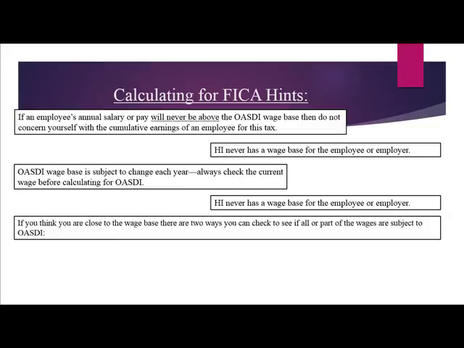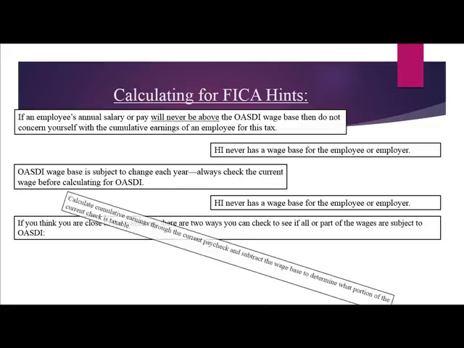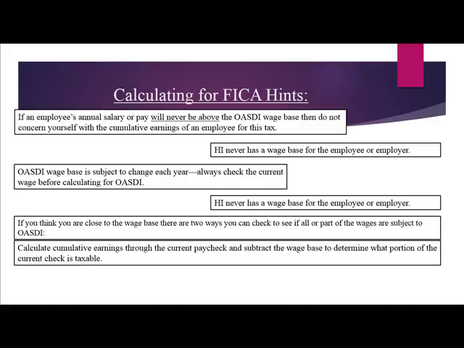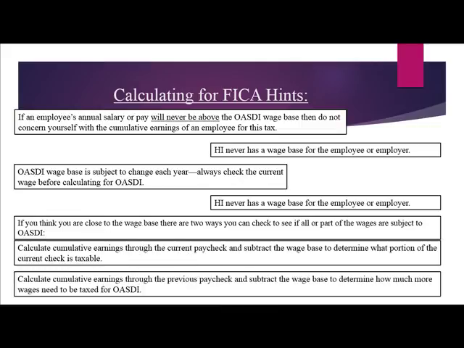If you think you are close to the wage base, there are two ways you can check to see if all or part of the wages are subject to OASDI. 1. Calculate cumulative earnings through the current paycheck and subtract the wage base to determine what portion of the current check is taxable. Or, calculate cumulative earnings through the previous paycheck and subtract the wage base to determine how much more wages are needed to be taxed for OASDI.